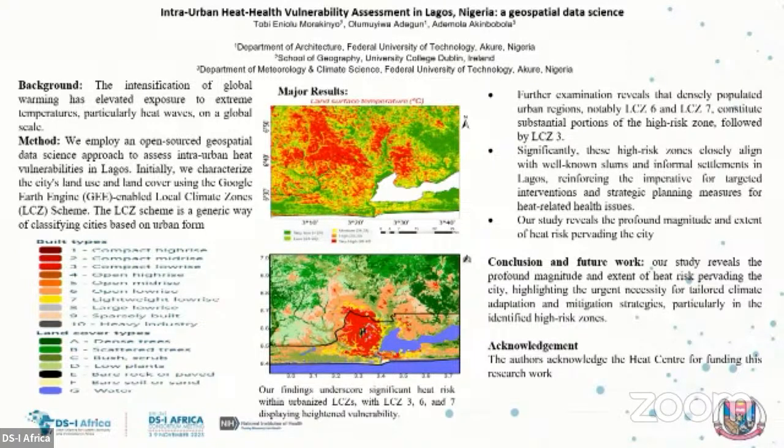Good afternoon, everyone. I am Ademola Akinbobola from the Federal University of Technology, Akure, Nigeria. I want to make a presentation on intra-urban heat vulnerability assessment in Lagos, a geospatial data science.